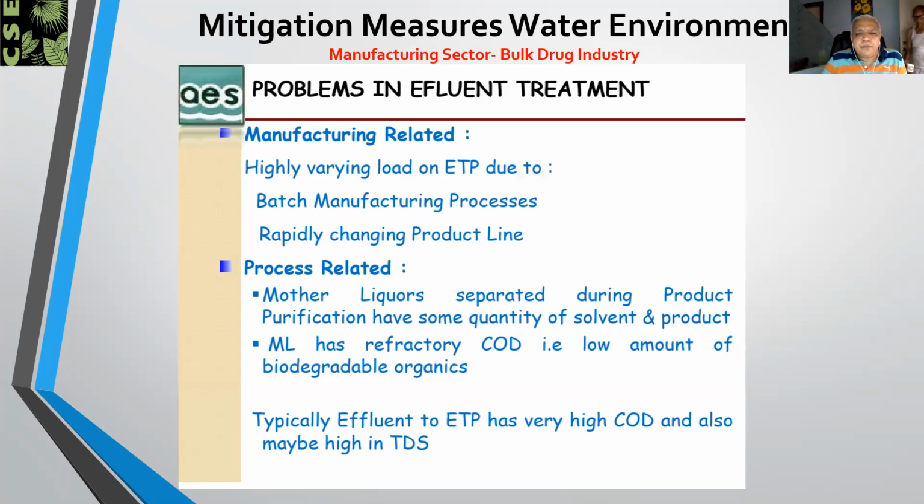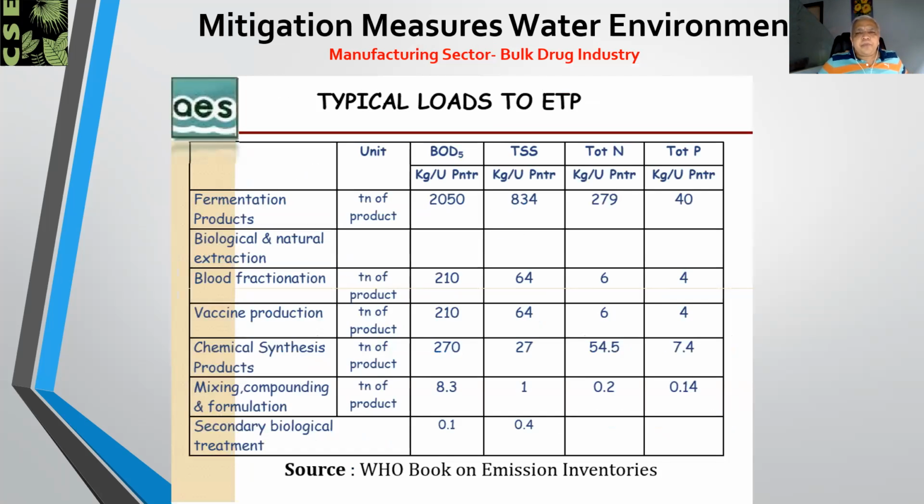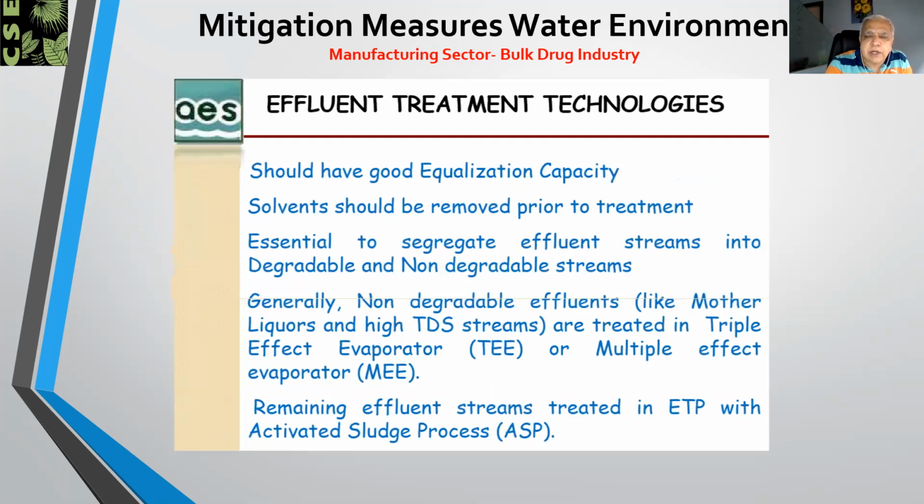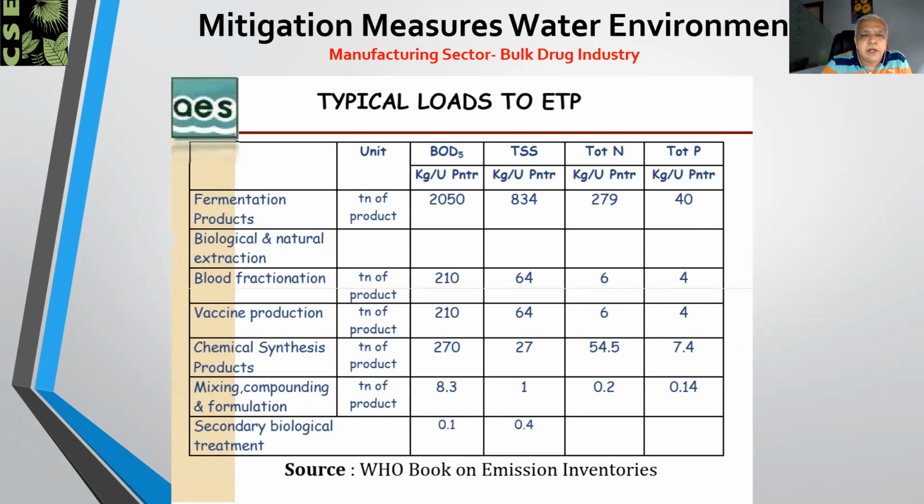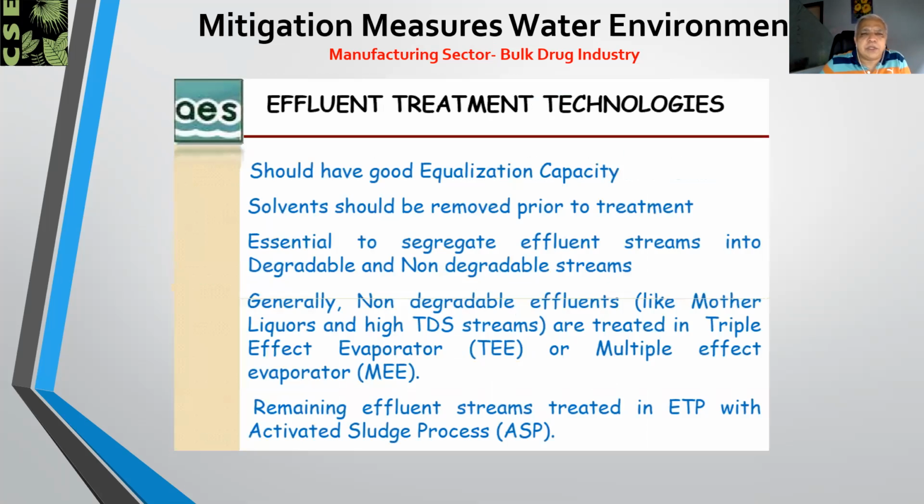Then typically the effluent also has a very high COD and may have a high TDS. These are some of the emission factors. The effluent generation factors which are available from the WHO book on emission inventories show the amount of BOD, suspended solids, and total nitrogen and total phosphorus which can be generated during various bulk production processes.